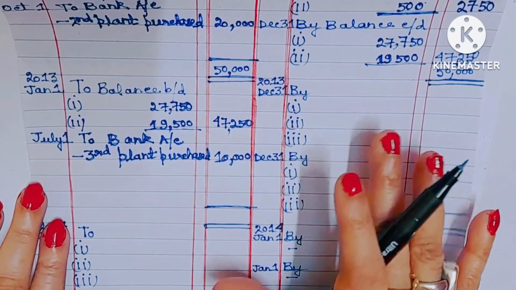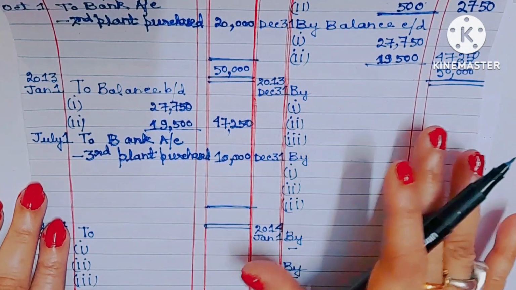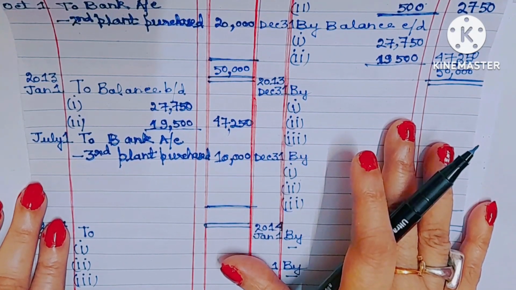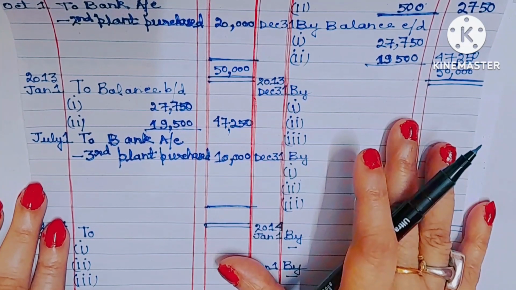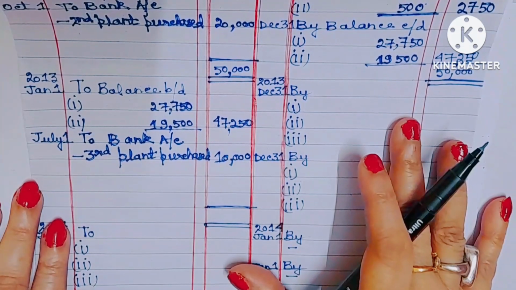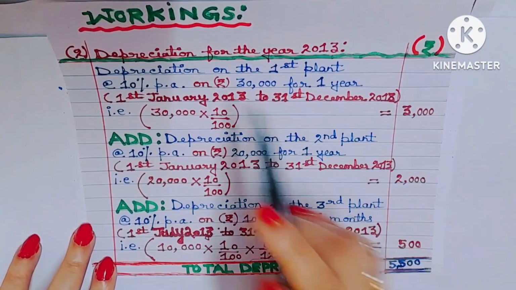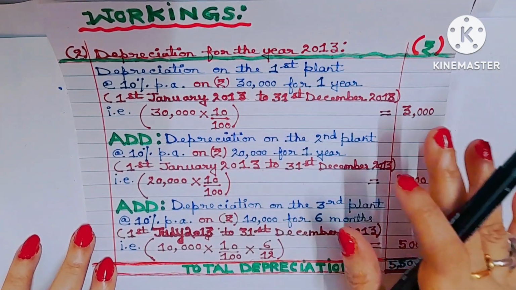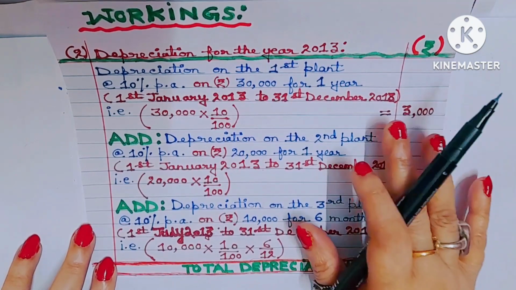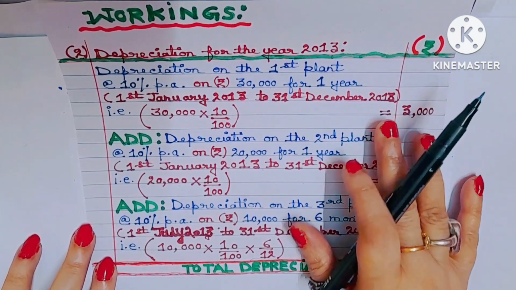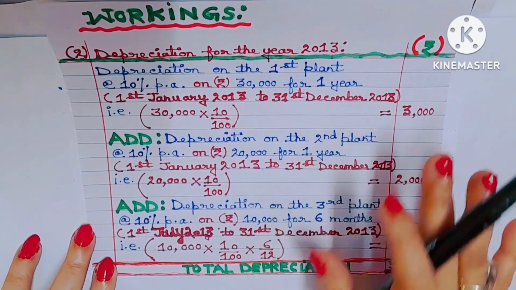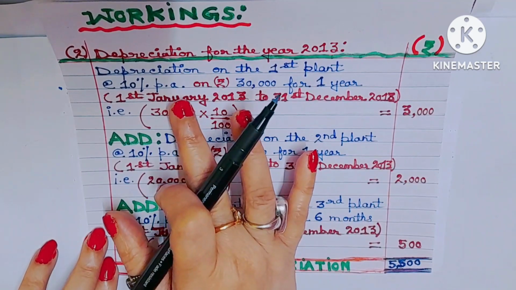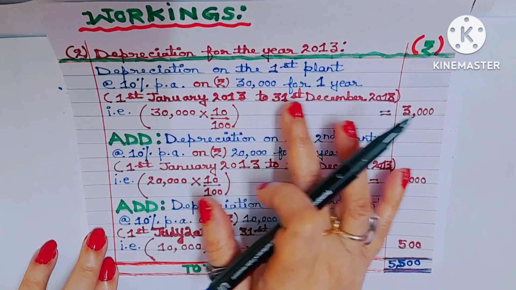Okay? If any plant is sold, you do not have to charge depreciation for it. Understood? Now let's charge depreciation for the 3 plants. Understood? Now let me show the workings. Now see, workings. Number 2, depreciation for the year 2013. Since the 3 plants are still in the business of Baba Limited, we got to charge depreciation for the 3 plants separately. Okay? So depreciation on the first plant at the rate of 10% per annum on rupees 30,000 for 1 year.